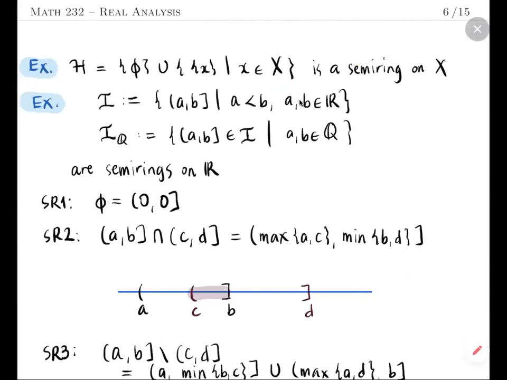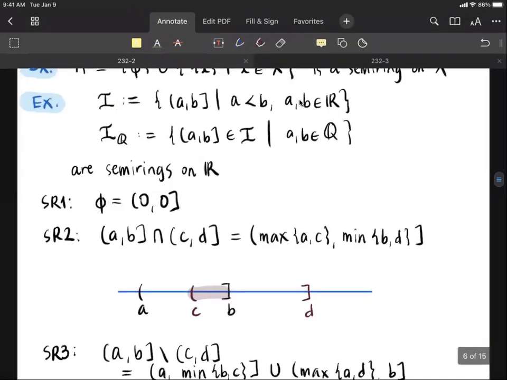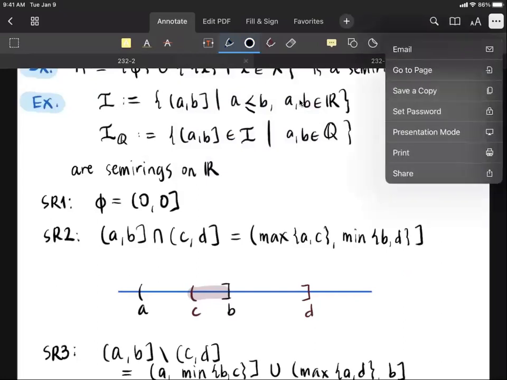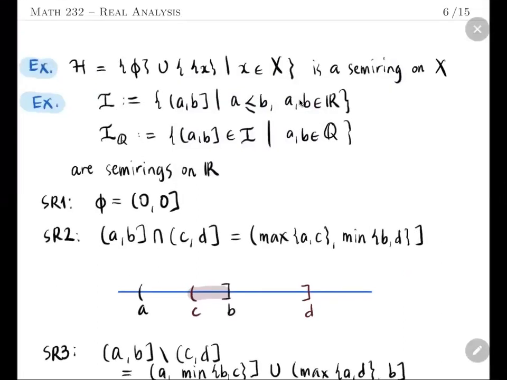Another example, so let us consider the following set I, the set of all half-open, half-closed intervals in the set of real numbers. Here we need to include that a and b can be the same. Similarly, we define I sub q to be the set of all half-open, half-closed intervals, or cells, having rational endpoints.